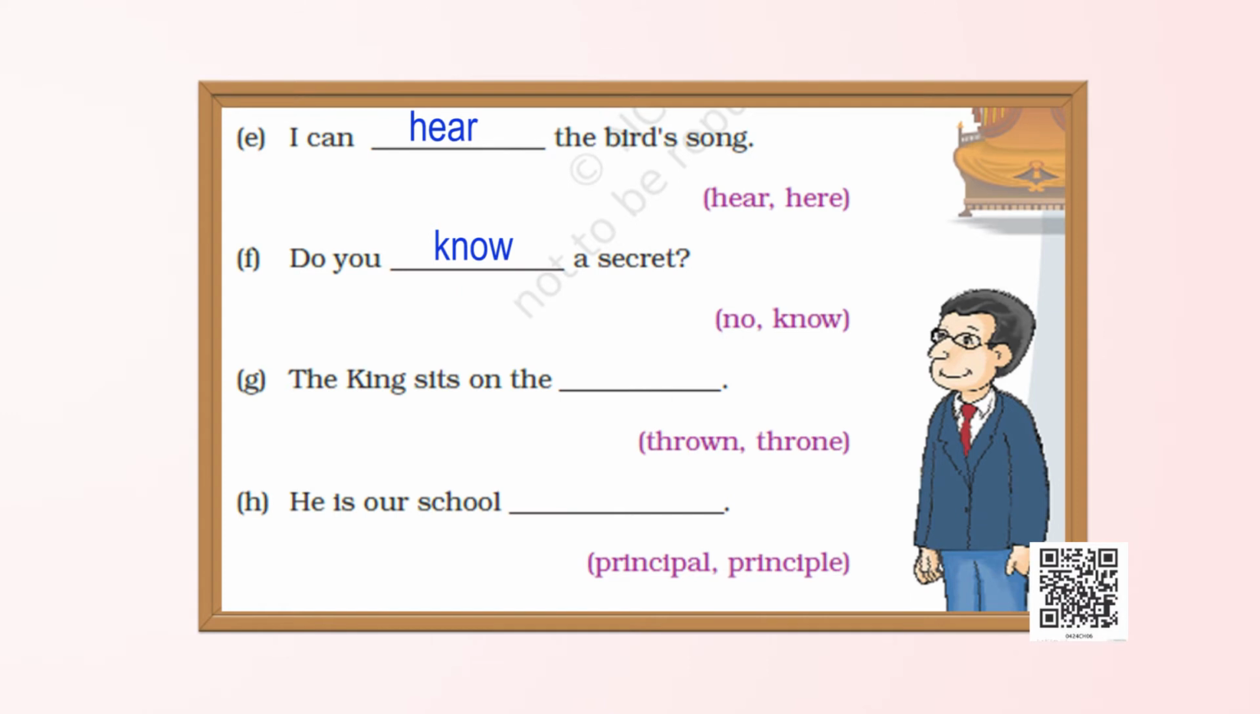Is that the first one? T-H-R-O-W-N or T-H-R-O-N-E? Yes, you're right. It's T-H-R-O-N-E. H. He is a school dash. Is it principal or principal? Yes, P-R-I-N-C-I-P-A-L. So most of you get confused in this, whether it will come, whether it is P-A-L or P-L-E. P-A-L is the correct answer.